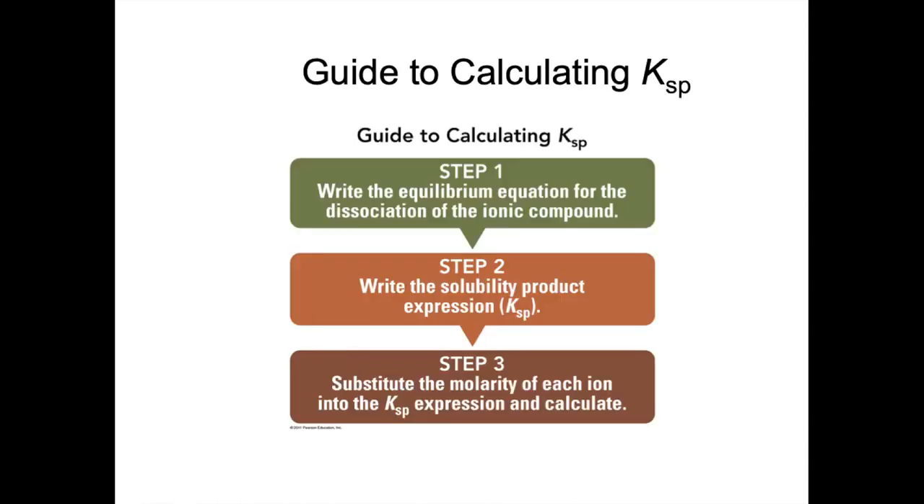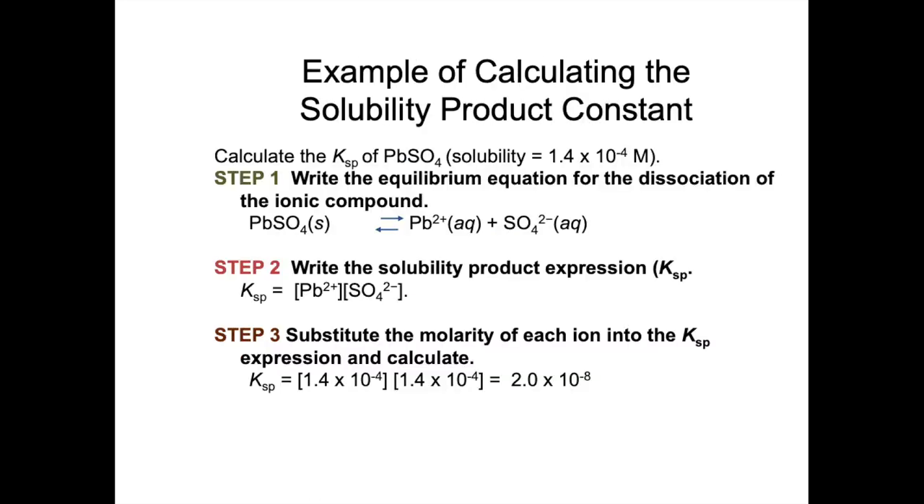Okay, so now that we've seen how to write out KSP expressions, it's just the same as any other equilibrium expression we've done. The only difference is that since our reactant, so to speak, is a solid, it just doesn't show up. There's no denominator to these expressions. But now that we've seen how to do that, we're going to calculate the value of KSP. Okay, so we're going to use the solubility of these salts, these ionic compounds, to determine the value of KSP. So let's try that out.